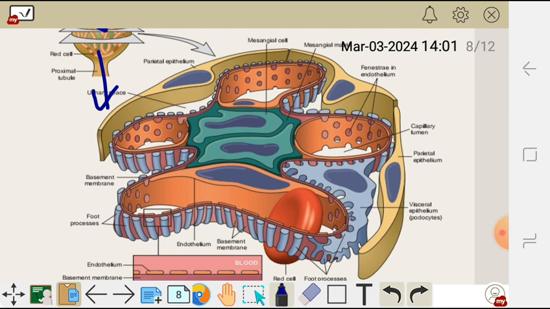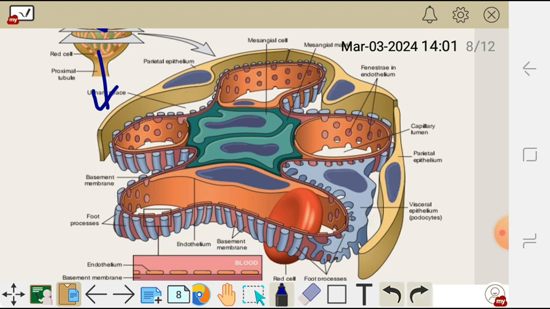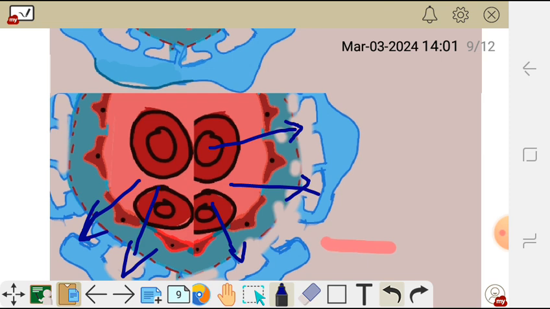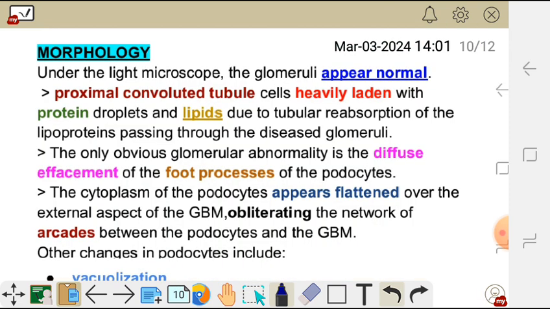In the light microscope, you are going to observe normal glomeruli, but using an electron microscope, you will observe effacement of podocyte foot processes. Like here, we have destruction of those foot processes. As a result, proteins are going to be lost. Okay, so let's move on to the morphology of this condition.